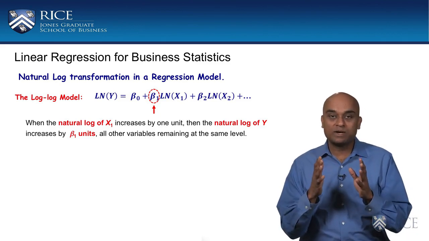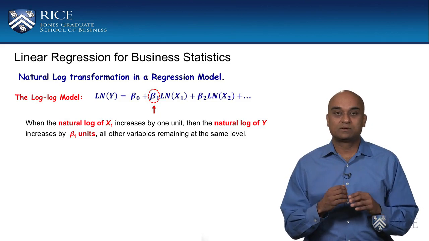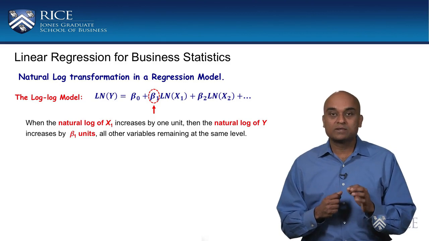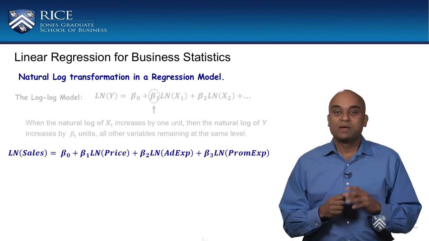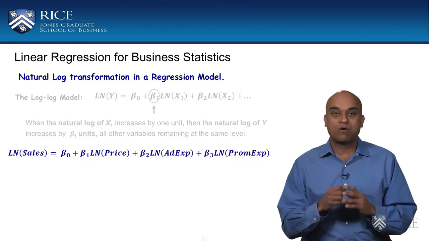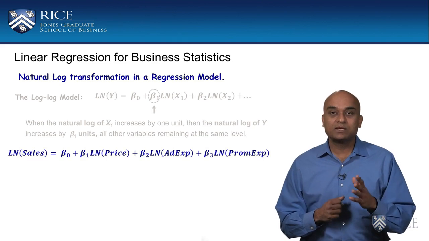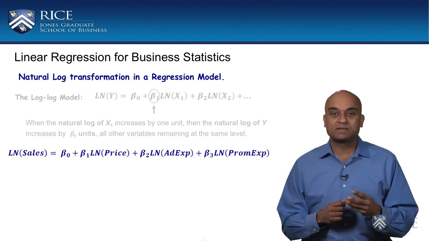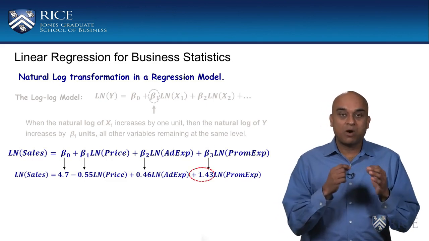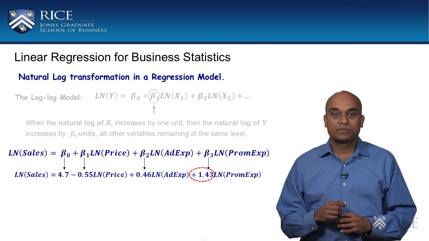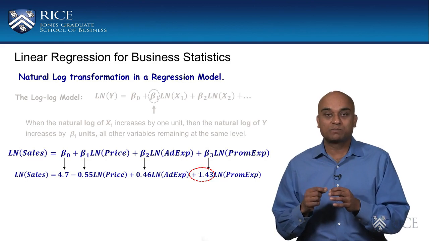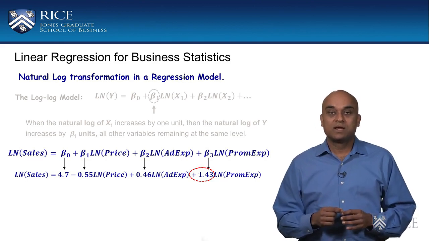Now, pause for a moment and think about this interpretation. There is nothing wrong in the interpretation. However, it is difficult to understand. Imagine the toy sales regression model from earlier lessons in a log-log form as shown. Let us say you estimate this model and get the estimates as shown. The estimate of beta 3 is positive 1.43, and you now wish to convey to your boss the impact of promotion expenditure on sales.